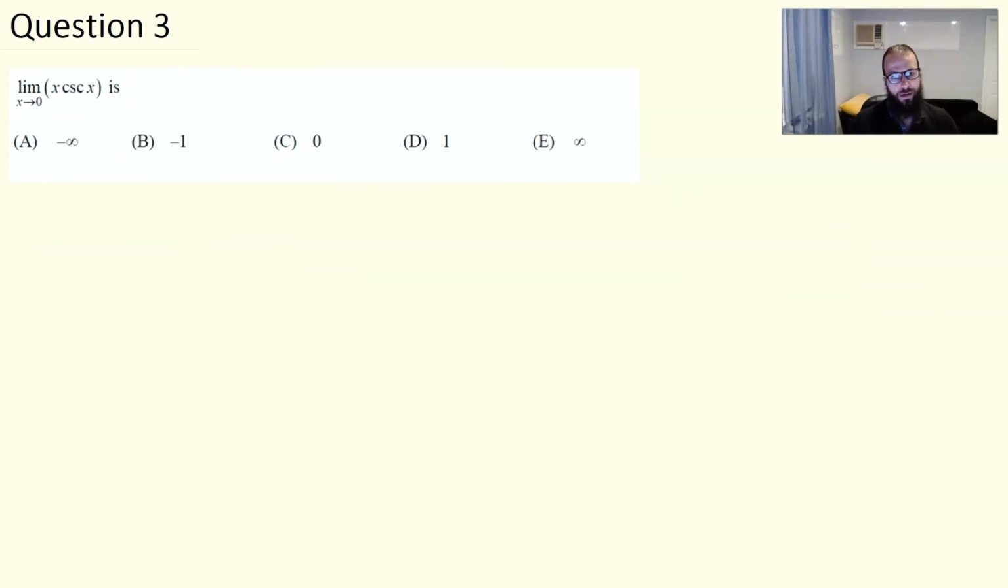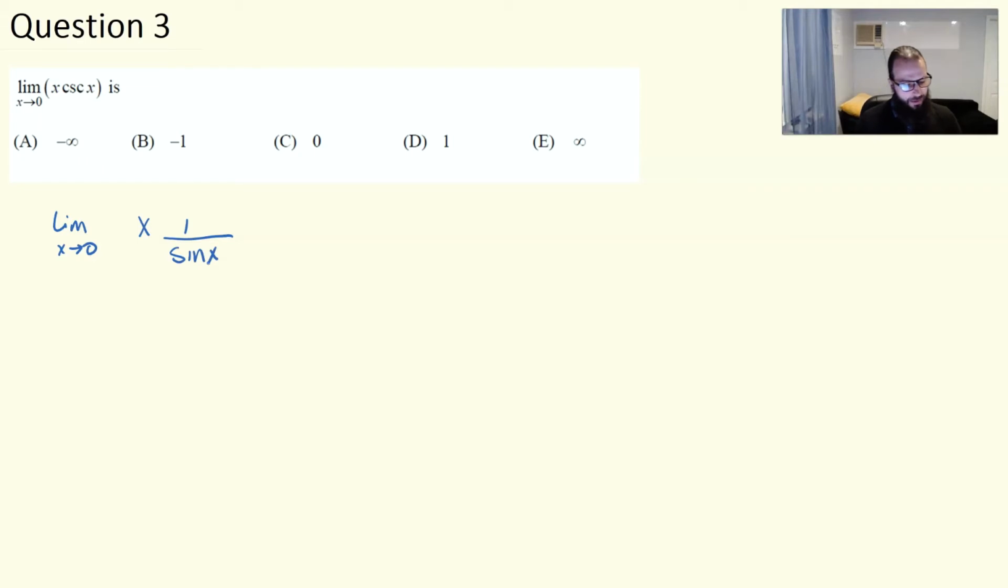This is question number 3 on our Chapter 1 limits quiz. And what we have here is a special limit. And it may not be immediately obvious that it's a special limit, but our first step in dealing with cosecant is changing that to 1 over sine. So we've got the limit as x approaches 0 of x times 1 over the sine of x.